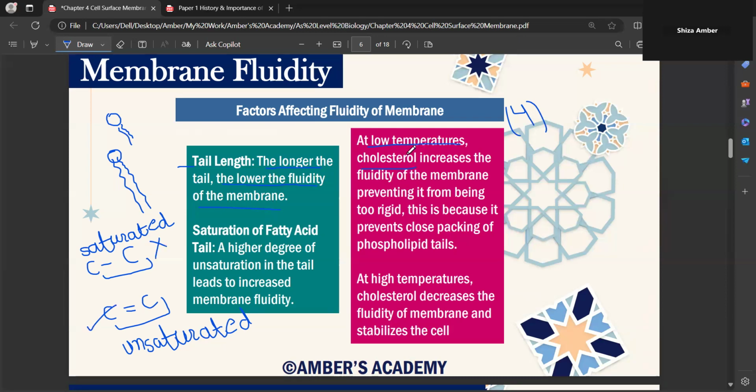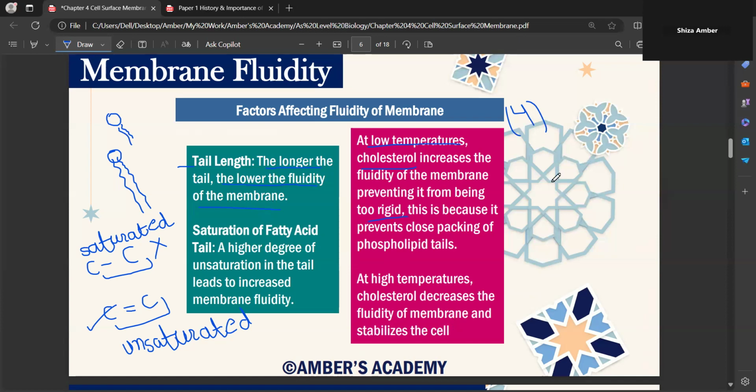At low temperatures, cholesterol increases the fluidity of the membrane, preventing it from being too rigid. This is because it prevents close packing of phospholipid tails. At high temperature, cholesterol decreases the fluidity of the membrane and stabilizes the cell.